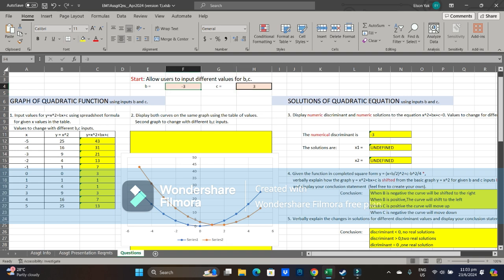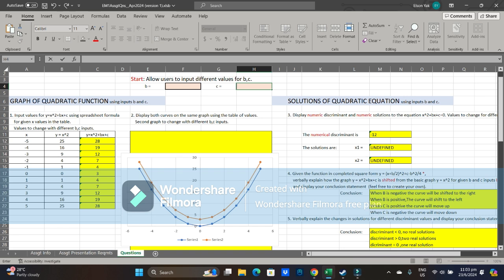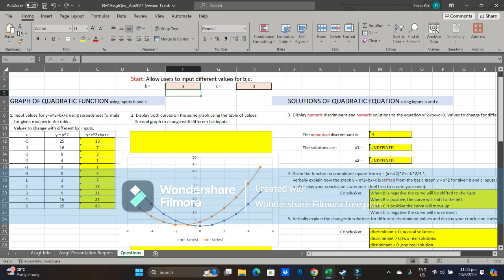Okay. So there's also another thing. We have a numerical discriminant over here. As you can see, if b and c are both 3, our numerical discriminant will be negative 3. Whenever our discriminant is below 0, there will be no real solutions, as shown over here. Both my x1 and my x2 will be counted as an undefined number.